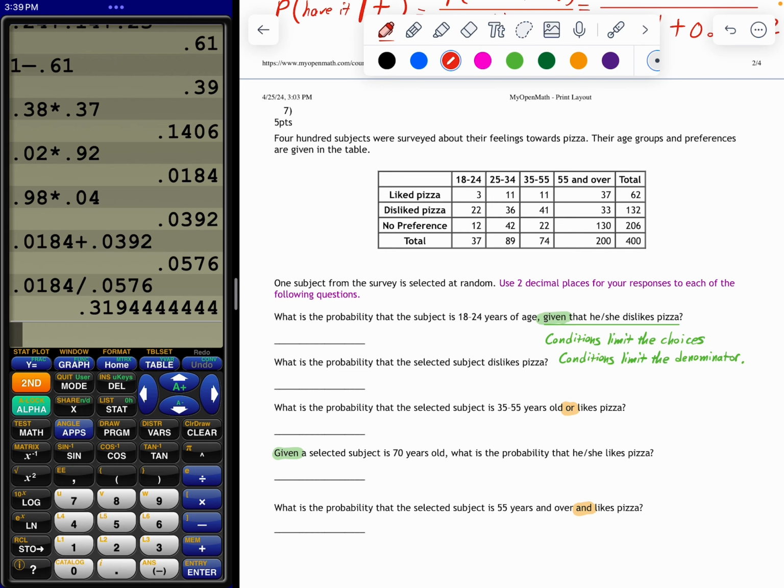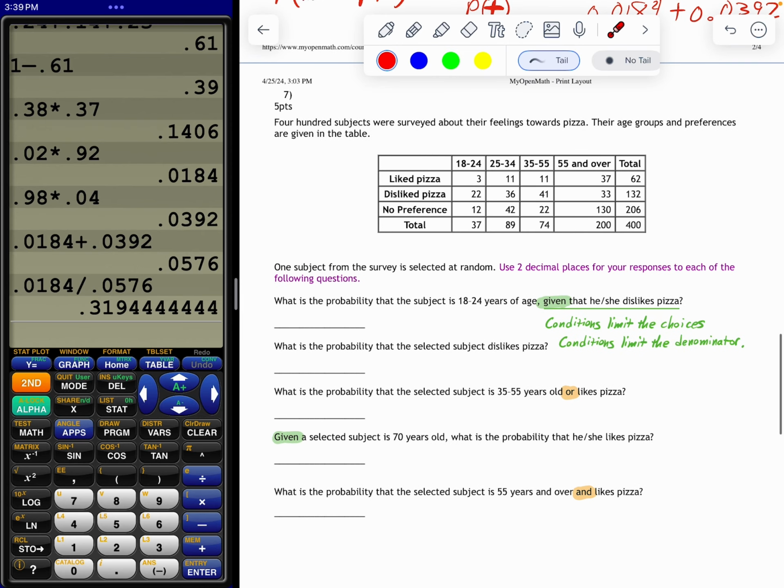400 subjects were surveyed about their feelings about pizza. Everybody loves pizza. They should. These are nice raw counts or frequencies. They're not percentages. Mine has 400 people total. Okay. And then we have like 5 probability questions.